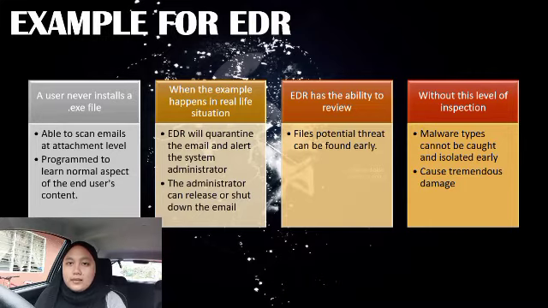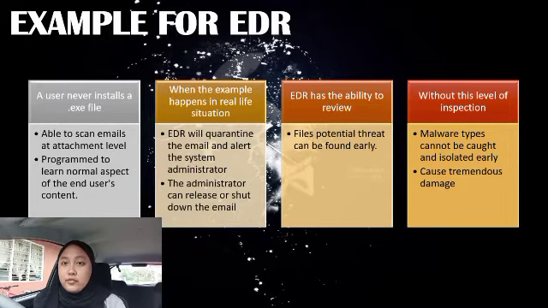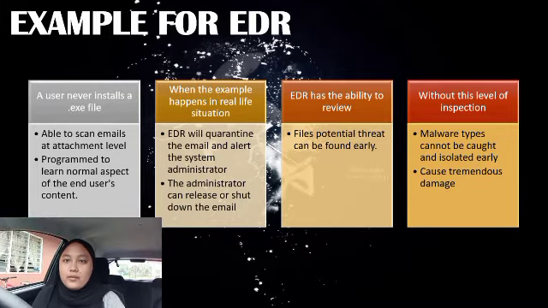When this example happens in a real-life situation, EDR will quarantine the email and alert the system administrator so that further investigation can be performed. Once the file is safely and truly inspected, the administrator can release or shut down the email accordingly. EDR has the ability to review files at this granular level, which means potential threats can be found early. Without this level of inspection, the malware cannot be caught and isolated early, which can cause tremendous damage to the organization.